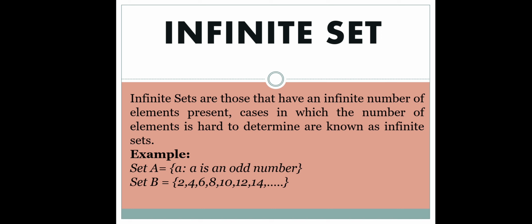So likewise, refer to set B. Set B has 2, 4, 6, 8, 10, 12, 14 and then etc. They put a mark for etc. So set B is a collection of even numbers. It starts with 2, but it does not clearly represent where it ends, isn't it? So in this example, set A and set B are infinite sets. So they have an infinite number of elements. So it is called an infinite set.